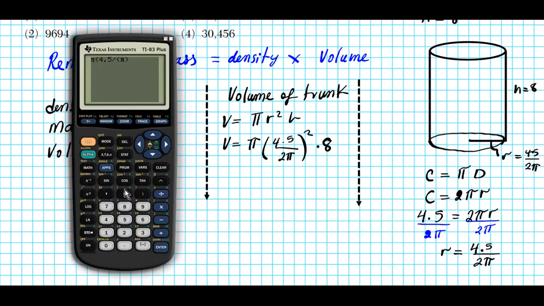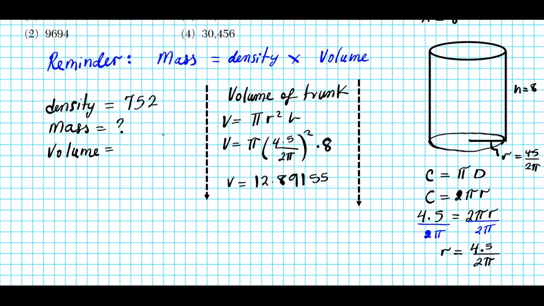Let's make sure we enter this properly. So 2 pi, we have 2 terms in the denominator, so we group it like that. 2 pi, close that, raise it to the second power, and multiply by 8. We get 12.89155. So the volume is 12.89155. Now we are ready to compute the value of the mass.